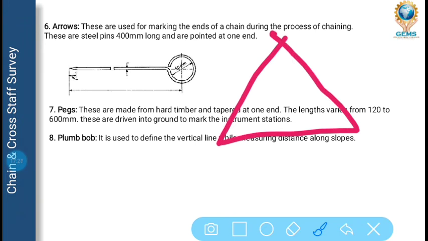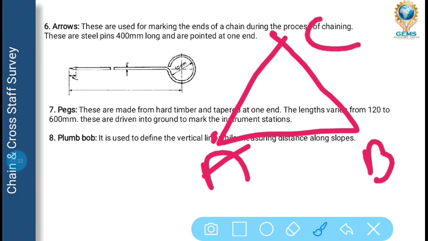What is a station here? A, B and C. So A, B and C is a station. So a wooden peg will be inserted here. So you can understand it easily that okay, this is station A, station B and station C.